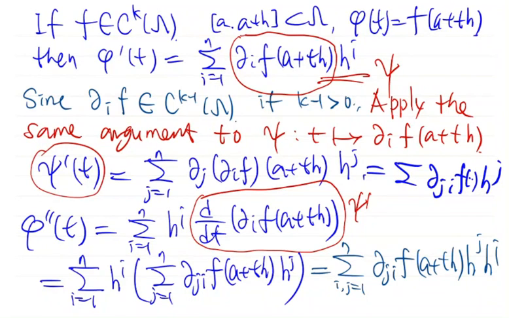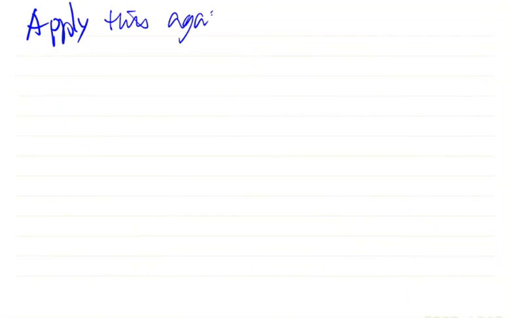So if k is not less than 3, this function is C^(k-2). If k minus 2 is not 0, that is, if k is greater than 2, we can apply the argument again, and the problem is converted to the computation of the derivative of this. And we have the third order derivative of phi. So apply the same argument again and again.